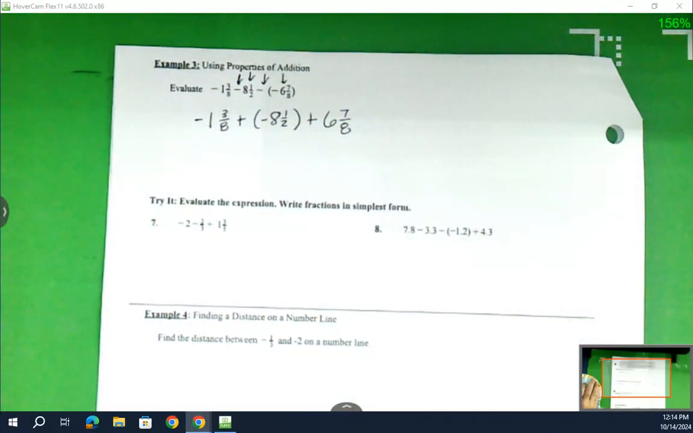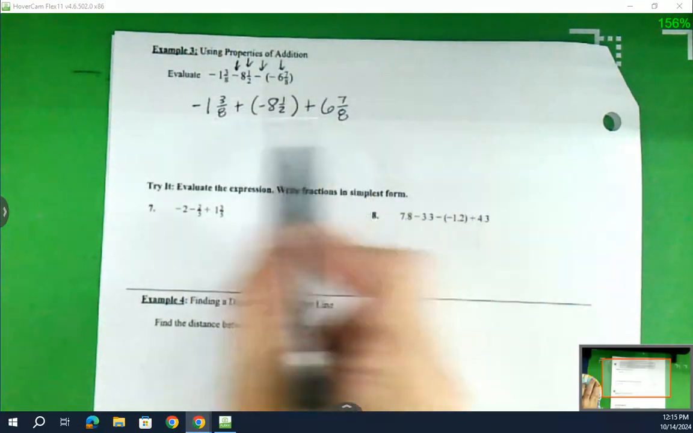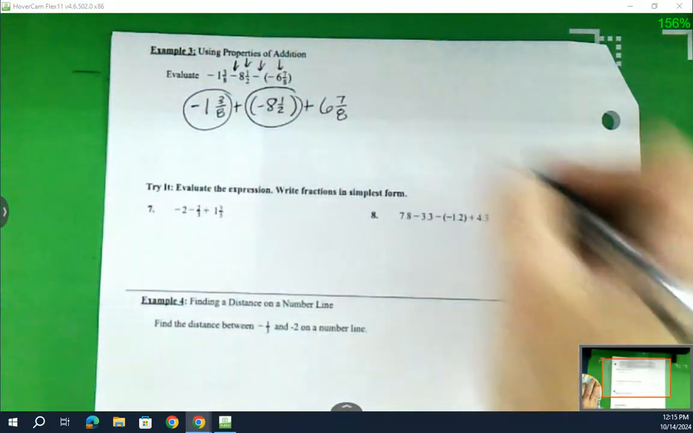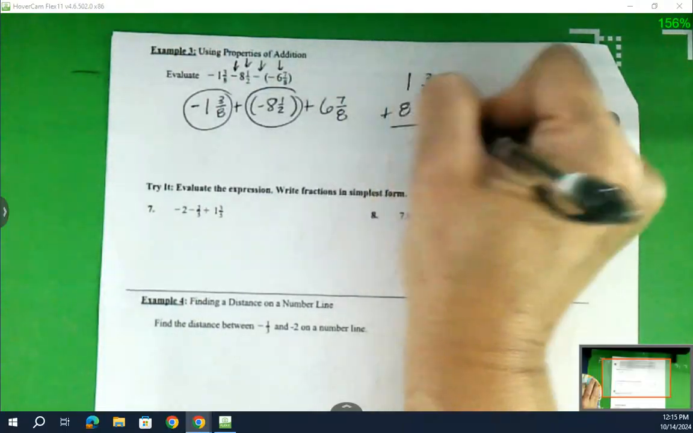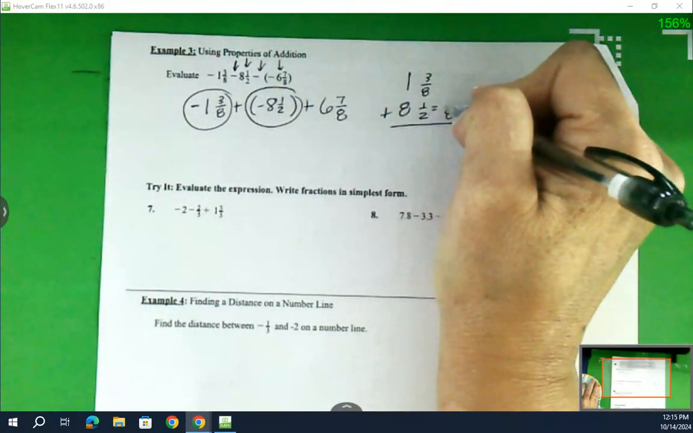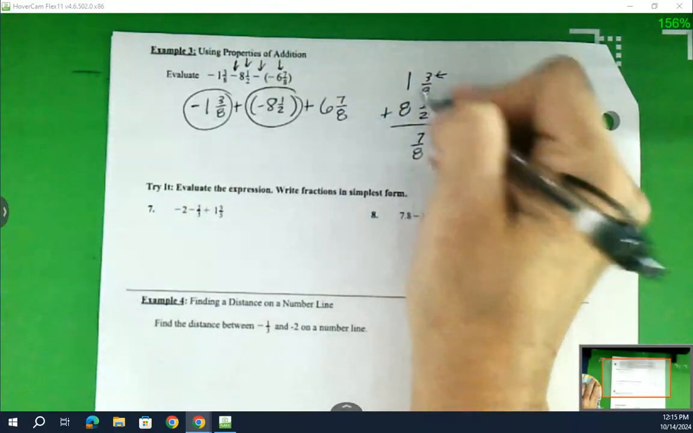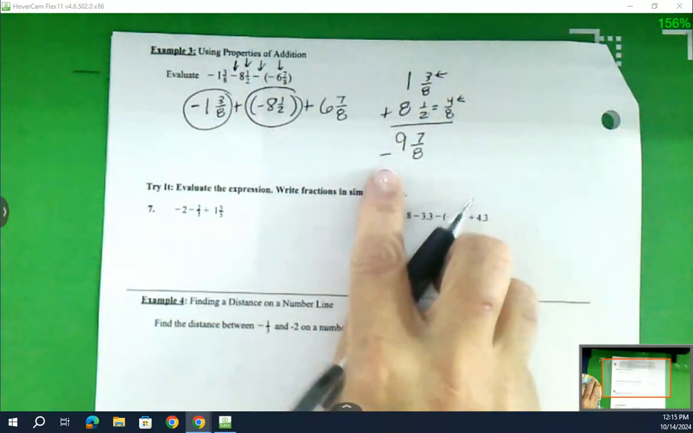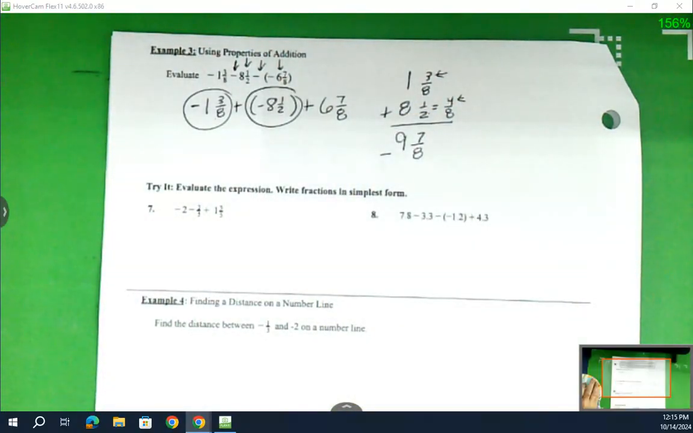So looking at our numbers, we can decide however we would like to combine them. You can combine these 2 first or these 2 first. I'm going to do the 2 negatives together so I can see my total negative. 1 3/8 plus 8 1/2. Since 2 goes into 8, I'm going to pick the denominator of 8 here. 1/2 is 4/8, and I have 3/8 plus 4/8 for a total of 7/8, and 1 plus 8 is 9. So now that is negative. That's my total negative there. I'm going to be adding that to 6 7/8 positive.